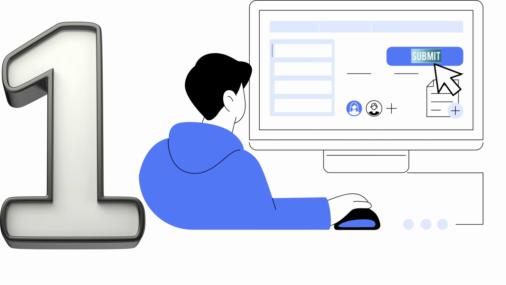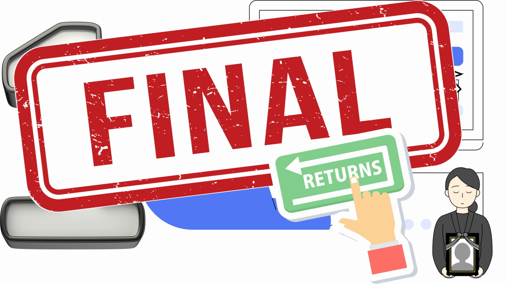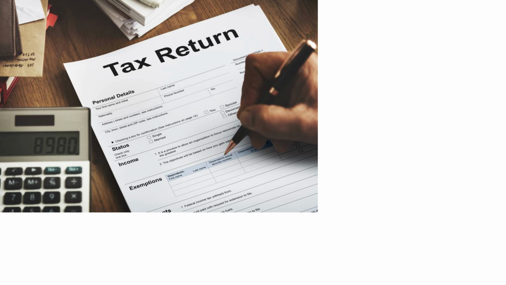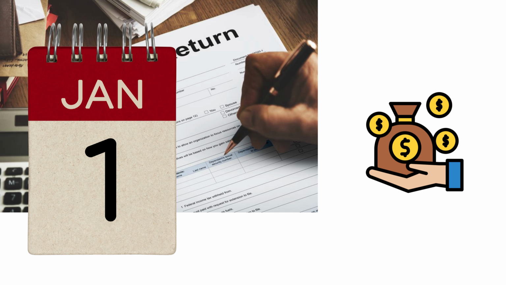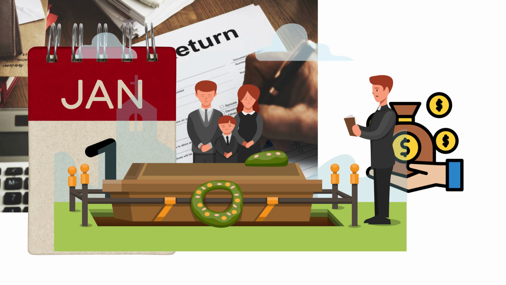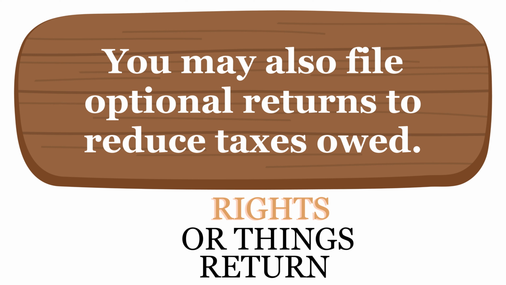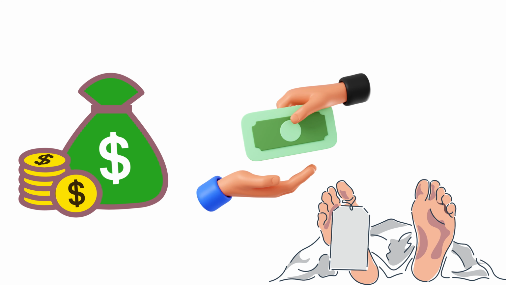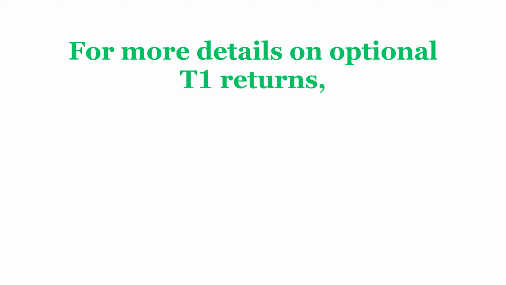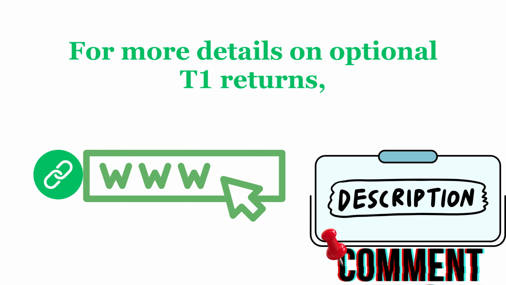The very first step is to file what's known as the final return for your deceased spouse. This return includes all income your spouse earned from January 1st of the year they passed away, up until their date of death. In addition to the final return, you may also file optional returns to reduce taxes owed. One such return is the rights or things return, which includes amounts your spouse was entitled to receive but didn't collect before passing, such as unpaid salary. For more details on optional T1 returns, please check the link in the description or pinned comment.